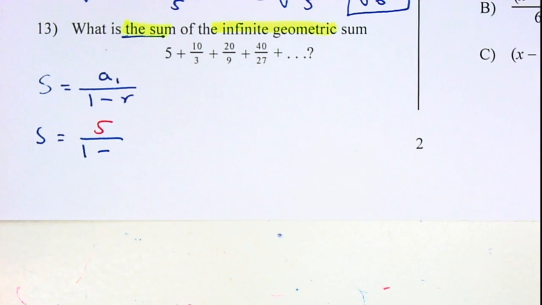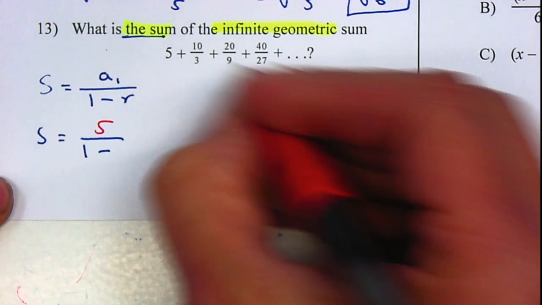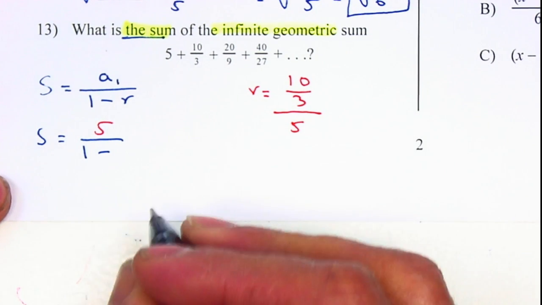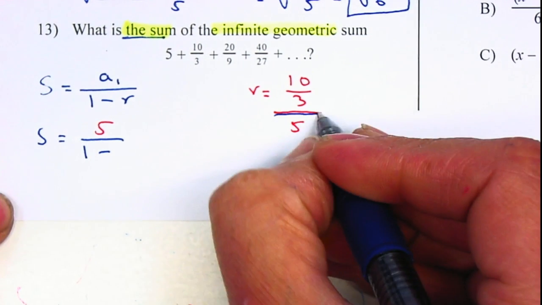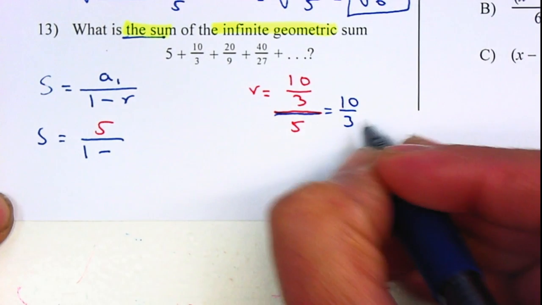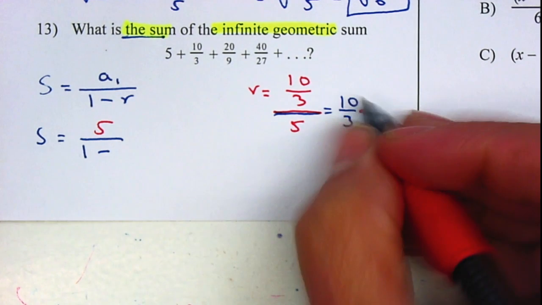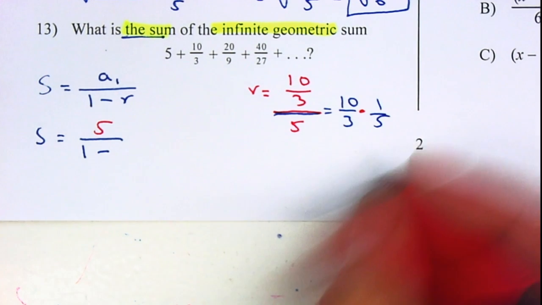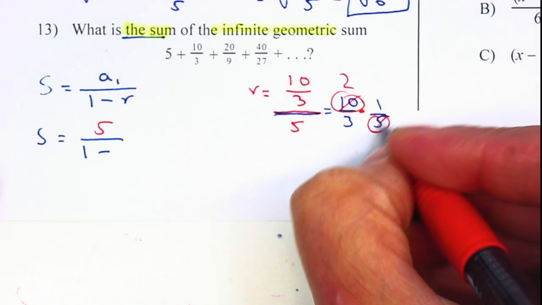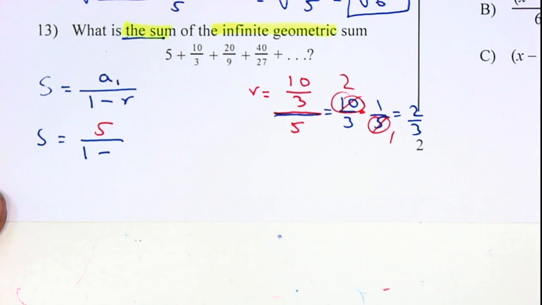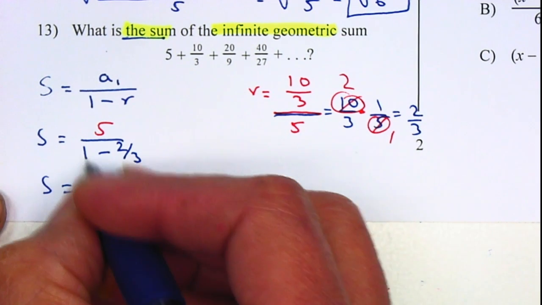To find the ratio, second term divided by the first term. We can take the second term divided by the first one. So it'll be 10 over 3 divided by 5. We're going to change the division to a multiplication by taking the reciprocal of the second fraction. So it'll be 1 over 5. I'm now going to reduce my fraction. So it gives me 2, gives me 1. So that'll be 2 over 3. That'll be my ratio.